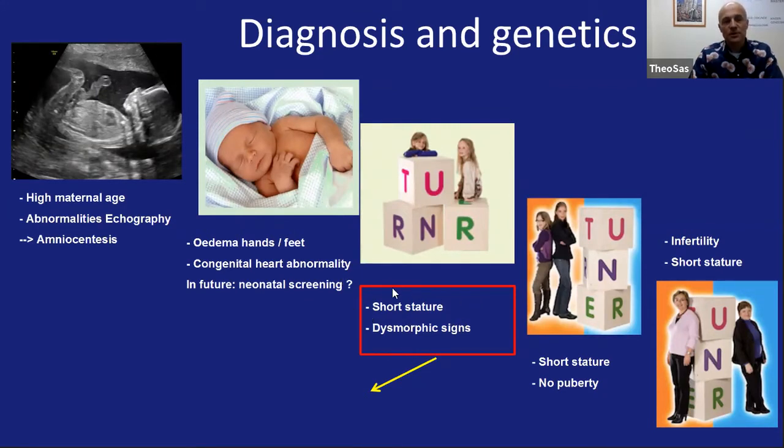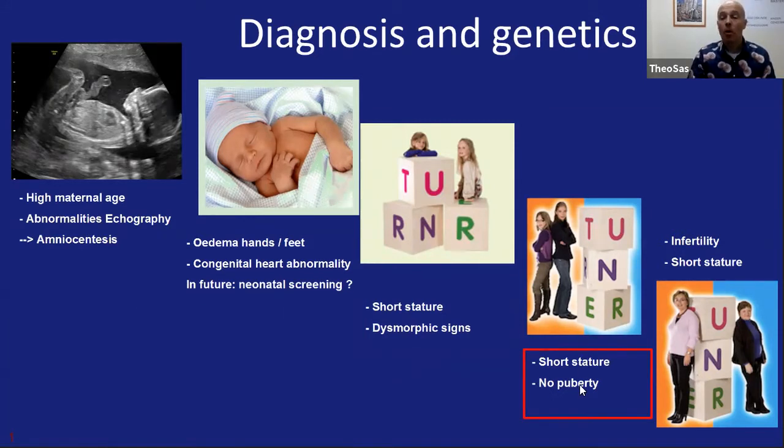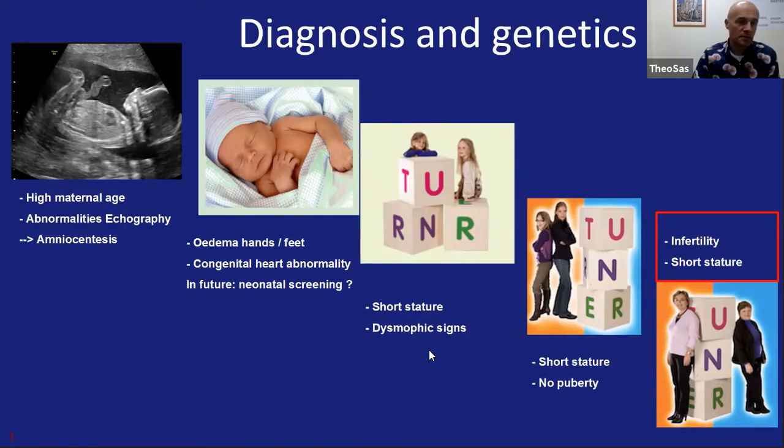When the girls are a little bit older, of course, there is a short stature, like in our case, or there are dysmorphic signs, and perhaps there will be new ways to look very carefully for Turner syndrome. When the girls are older, it could be short stature or no puberty, or when the women are older, it could be infertility or short stature or hearing problems.